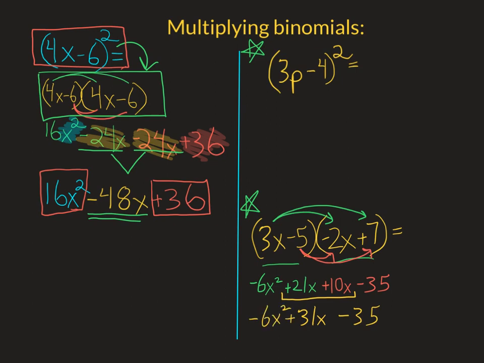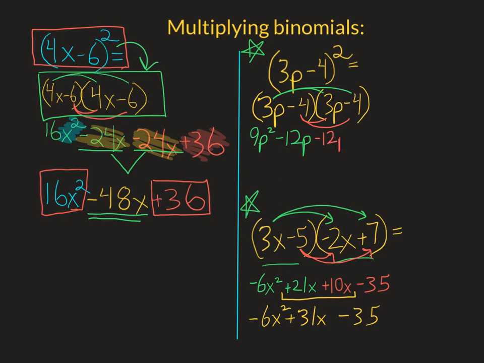Okay, there you go. Now on this second problem, up above, we're just going to expand it. 3p minus 4 times itself. And we're going to use FOIL. 9p squared minus 12p. Another minus 12p. And then that minus 16, or excuse me, plus 16.